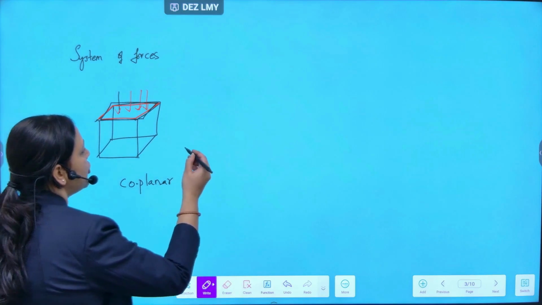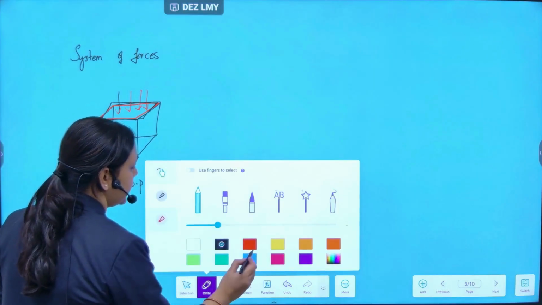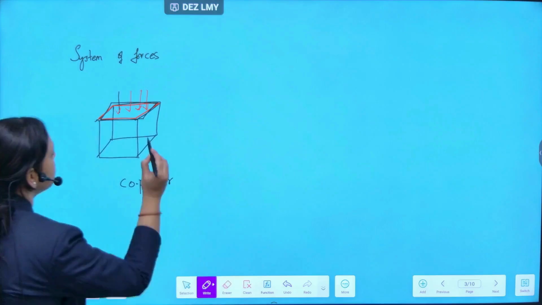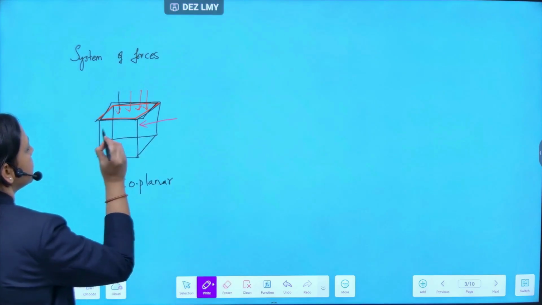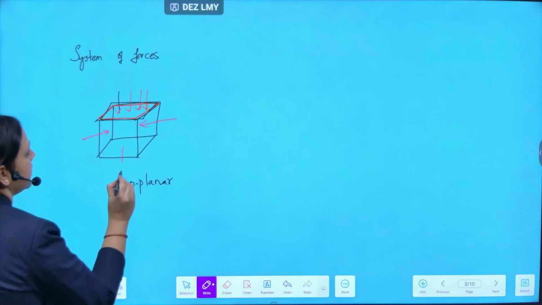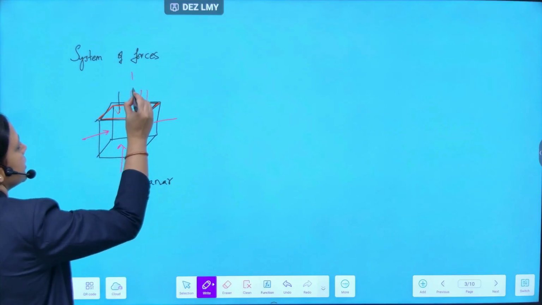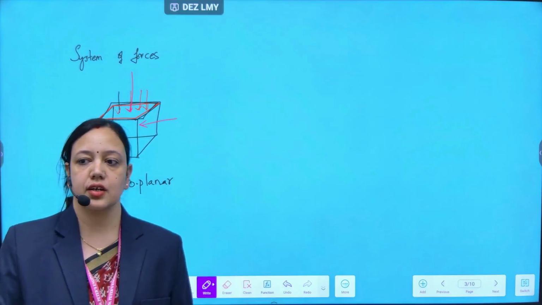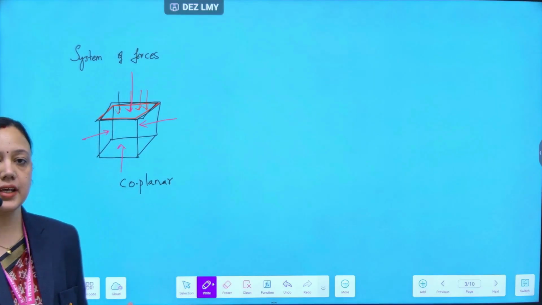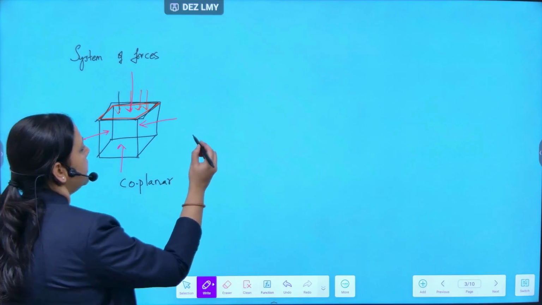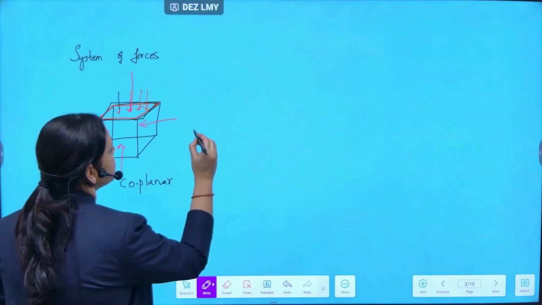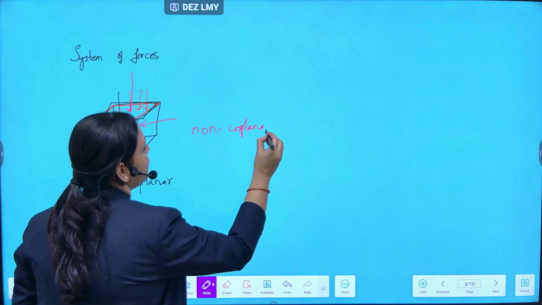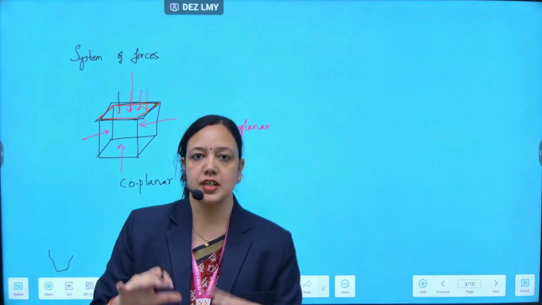If the forces are acting in different directions, we have one force acting here, another force acting here, and another force acting here. If we have forces acting on different planes, then this type of system is called a non-coplanar force system. This is non-coplanar. That means forces are acting on different planes.